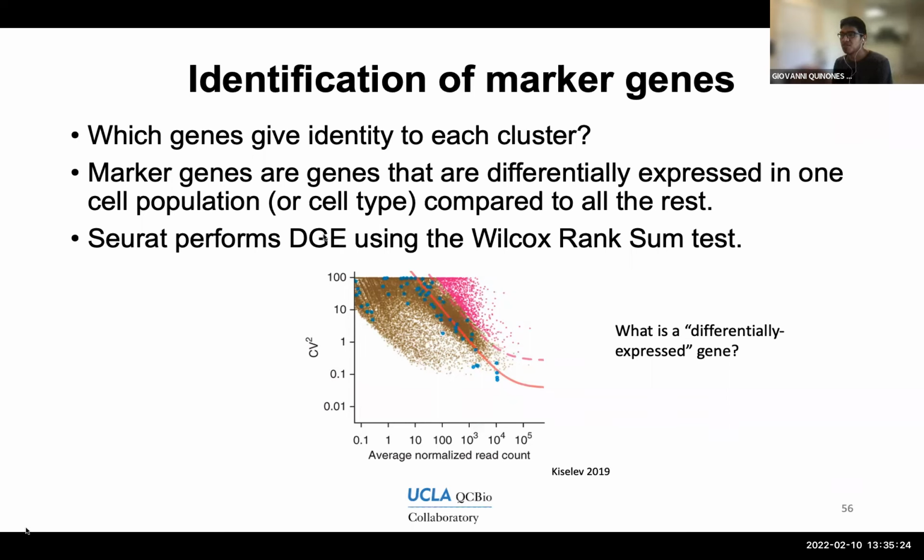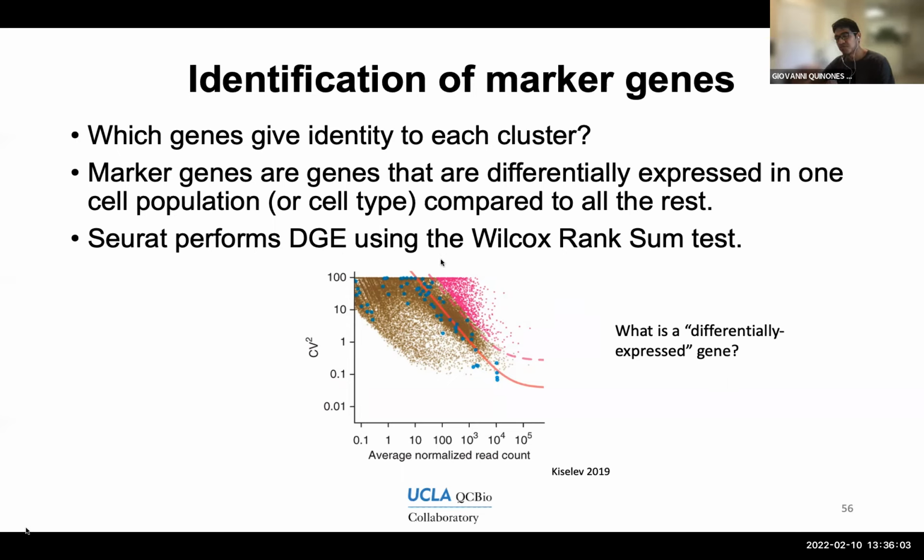And you've probably heard of many methods or many statistical approaches that people came up with in order to deal with this issue. In the case of Seurat, which is the package that we're using for our analysis, the way it does it is using a Wilcoxon rank-sum test. So before we move on to the code, I just wanted to make a quick side note regarding differential gene expression.